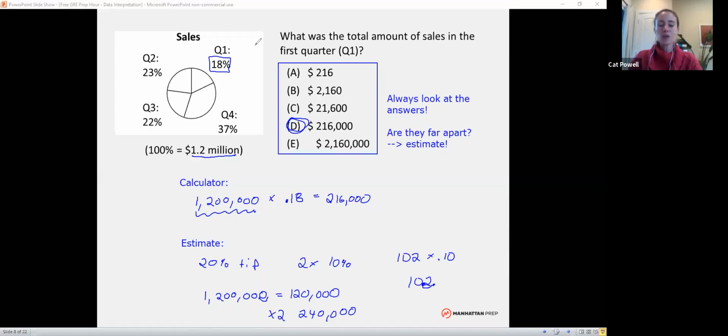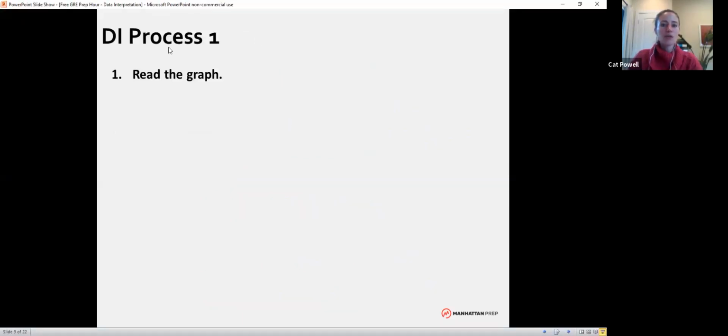Okay. So we're now going to get into our process for DI. It may sound really basic, but the first thing when you get these questions, you want to take a moment to read the graph and understand the graph. It's like with reading comp, you want to read the passage because you're going to be asked multiple questions about the graph or graphs. So you want to make sure you understand them up front. If you get confused about the graph on question 1, that's 3 questions that you could miss out on.